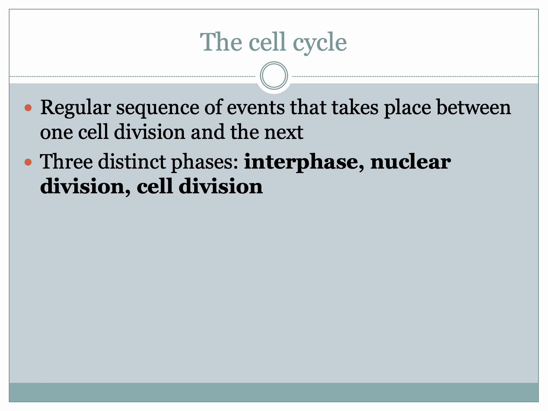Looking at the cell cycle, it's a regular sequence of events that takes place between one cell division and the next. There are 3 distinct phases: interphase, the nuclear cell division, and then cell division itself.